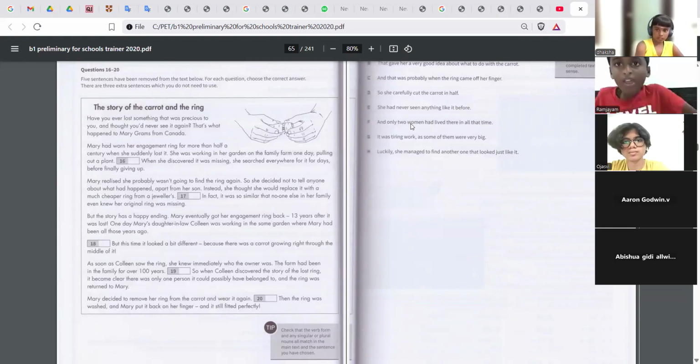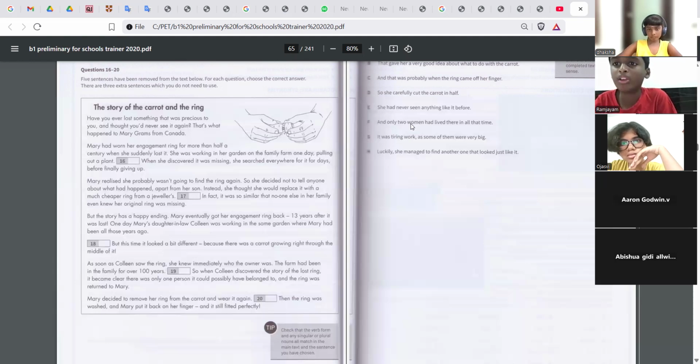The story of the carrot and the ring. Have you ever lost something that was precious to you and thought you would never see it again? That's what happened to Mary Grams from Canada. Mary had worn her engagement ring for more than half a century when she suddenly lost it. She was working in her garden on the family farm one day, pulling out a plant, when she discovered it was missing.